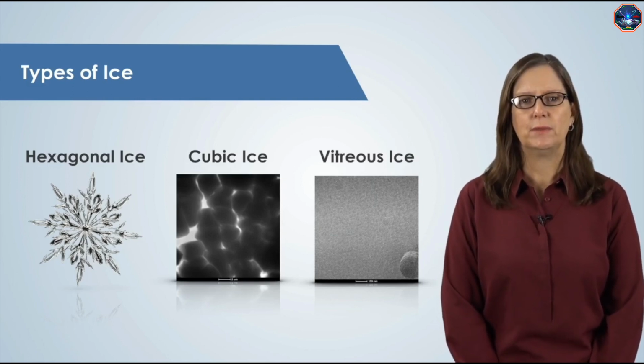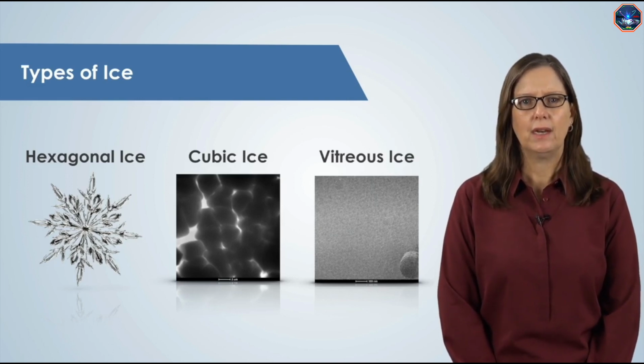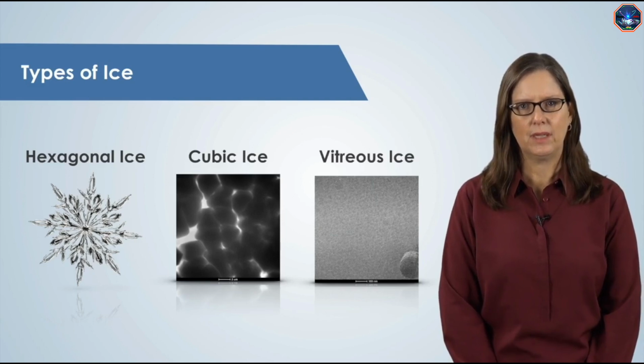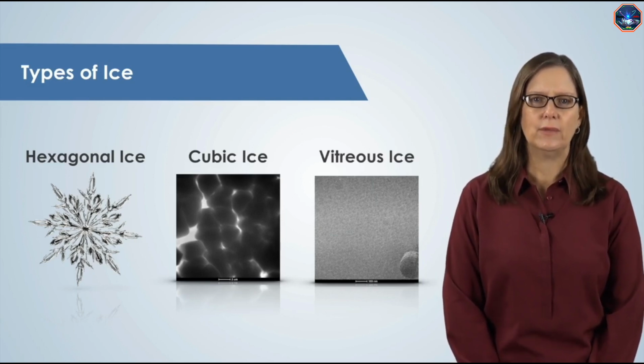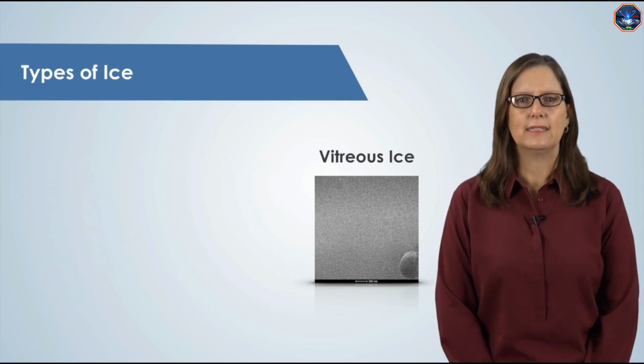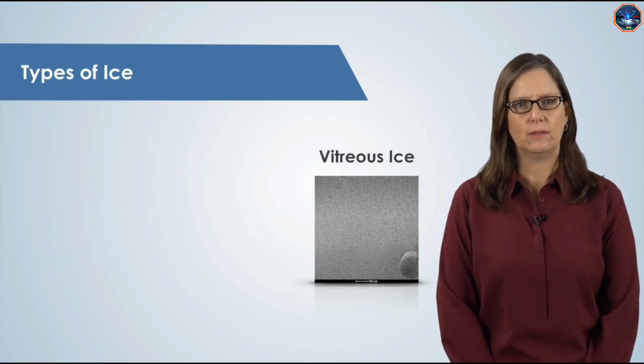Cubic ice is formed when vitreous ice warms up. I refer to that as bad ice when I see it in the TEM. Vitreous ice has no regular crystal structure and is called amorphous. This is the only type of ice that we can see through with the TEM. This is the good ice.